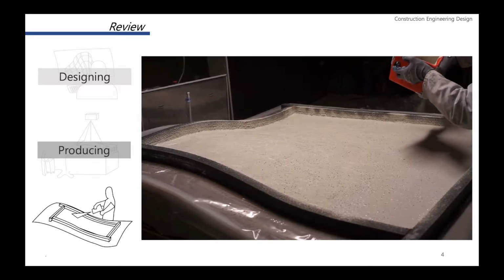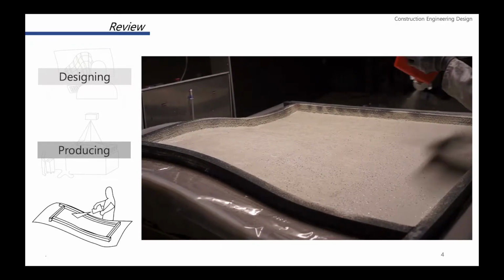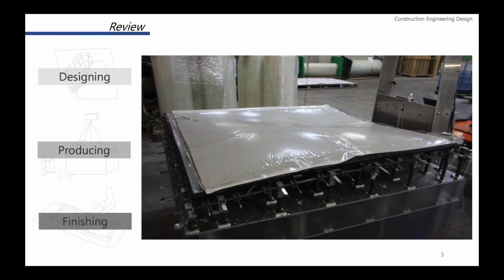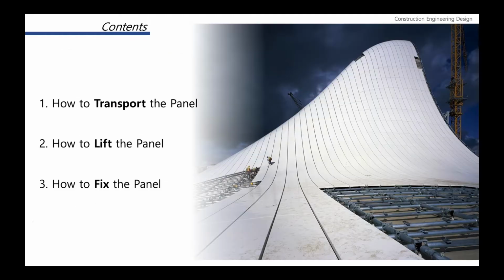Lastly, the panel production is completed by pouring the concrete and fiber mixes into the mold. After the manufacturing process of the panels is complete, they can be transported to the construction site of the Haydar Aliyev Center. For today's presentation, we will focus on 1. How to transport the panels, 2. How to lift the panels, and 3. How to fix the panels. This will cover the entire process of turning the produced panel into a part of the building facade.